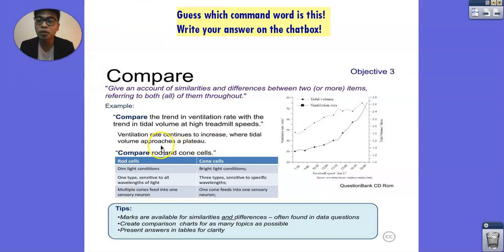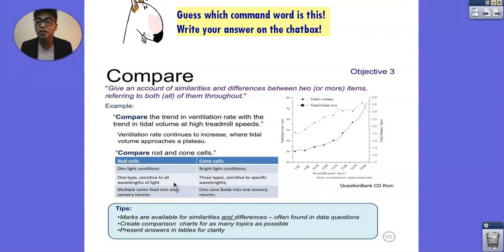One example also is what you can see here at the bottom. Compare the rod and the cone cells. These are cells which are found at the back of the retina of our eyes. You can just read it in here. This is a little bit technical, but just try to understand these words at the front here. These are the characteristics of the rods, and these are the characteristics of the cone cells, and it will tell you the differences and the similarities of both cells.